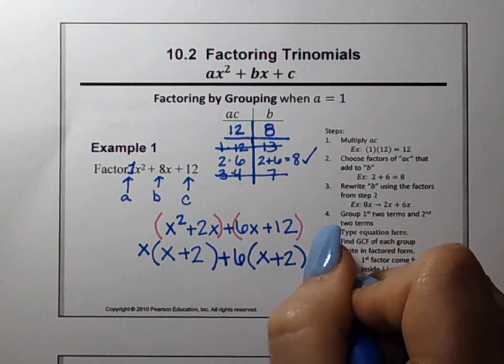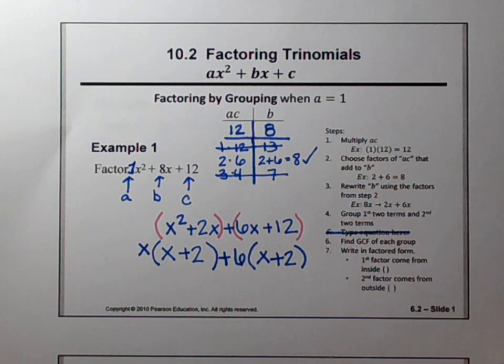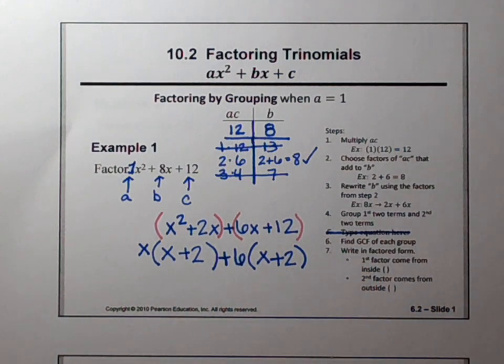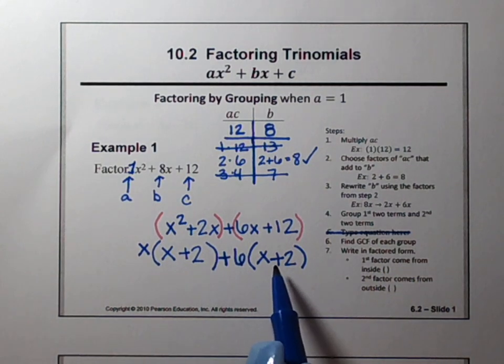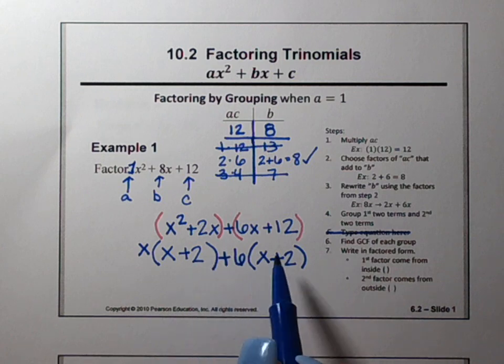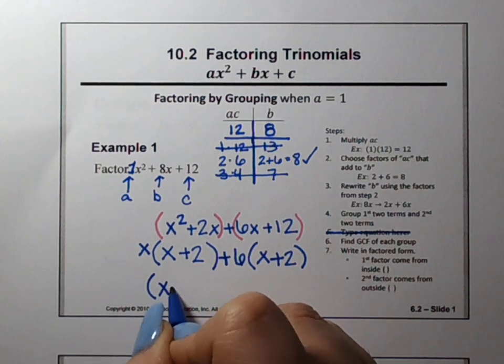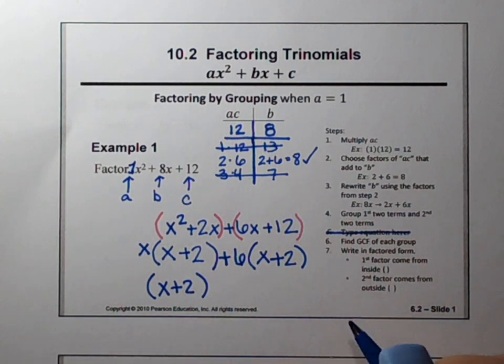Oh, looks like we have a little typo here. All right, so we found, this is step 5. So we found the GCF of each group. And now we want to write our factors. We're going to write it into factored form. So the first factor comes from inside the parentheses. If you see inside the parentheses, they are identical. So that is what we want. If we've done it correctly, these are going to match perfectly. So our first factor is x plus 2.